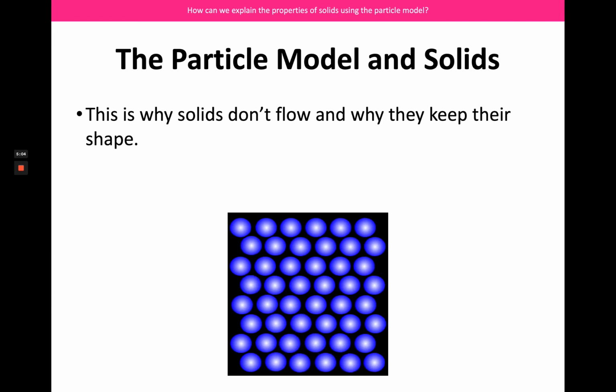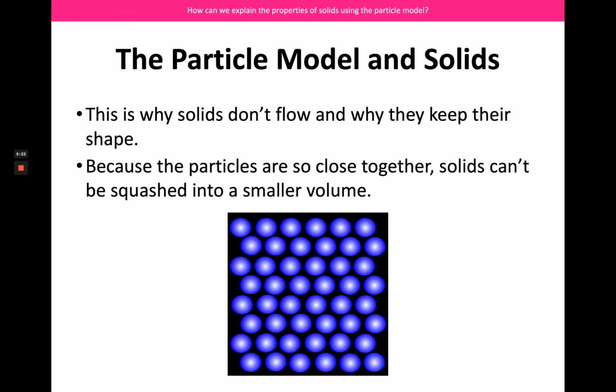It also helps explain properties. When you think back about which state or states you said could flow, I'm hoping that you didn't say solids could flow, because they can't. They keep their shape, and for something to flow, its shape needs to be flexible, I guess. And because they're so close together, you can't compress solids. By compressing, what we mean is squashing into a smaller volume. We couldn't make those particles take up any smaller space. We couldn't squeeze that box and make it a smaller box and still have the same number of particles. There's very little space between the particles, and there's nowhere else for them to go. So they couldn't be squashed into a smaller volume.